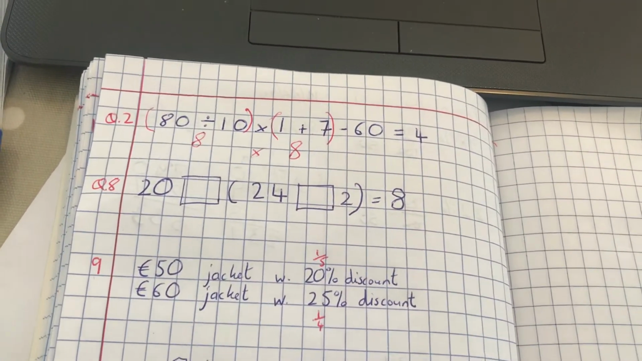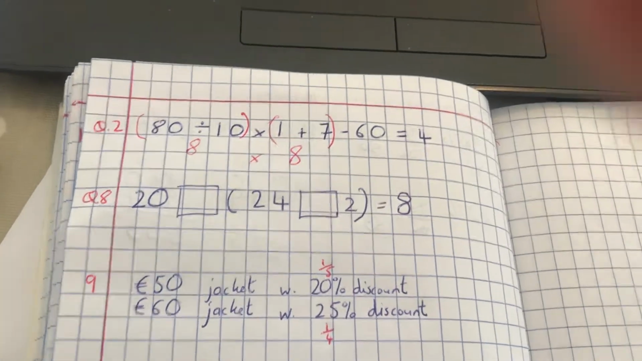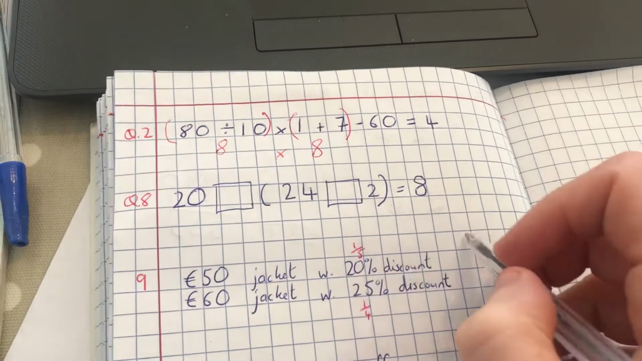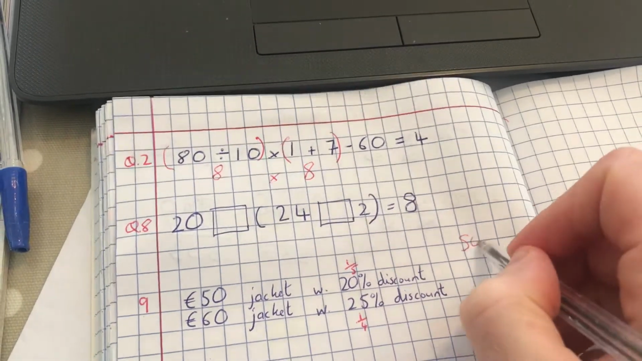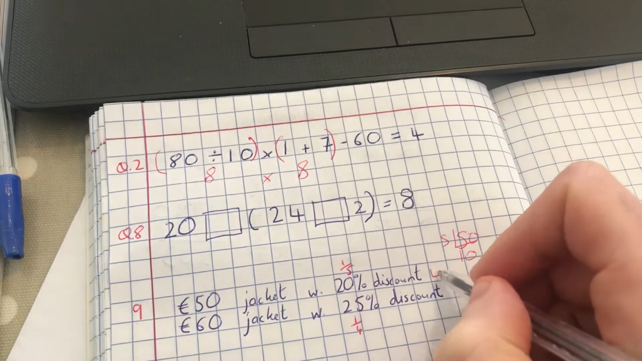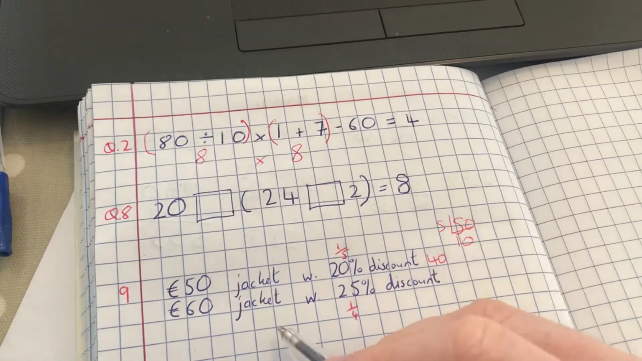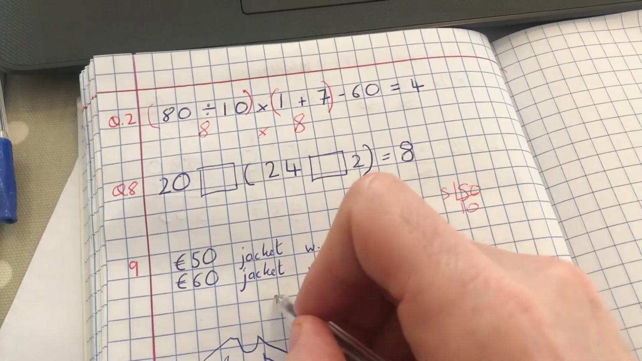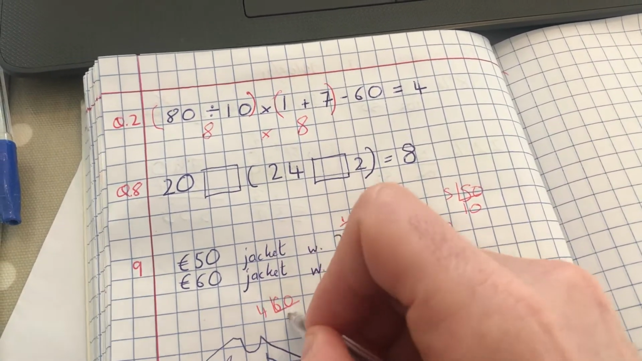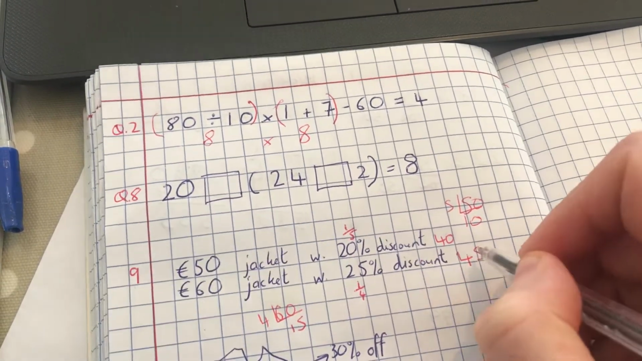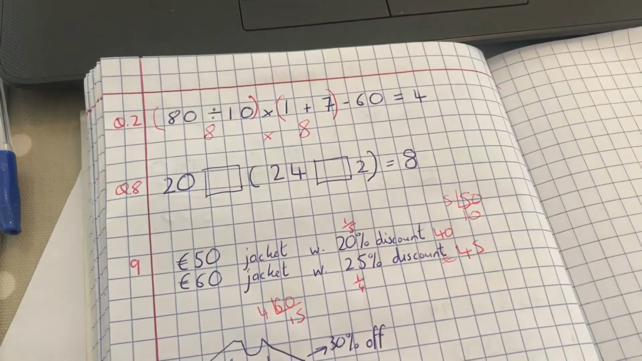Question 9, €50 jacket with a 20% discount. 1/5 of 50 is 50 divided by 5, which is 10. So the price of this jacket is going to be 40 if we take away the 10. And then €60 jacket with a discount of 25% or a quarter. So I got 60 divided by 4 is 15. So if I go 60 minus 15, I have 45. So you'll be able to tell me which is the cheaper one there.